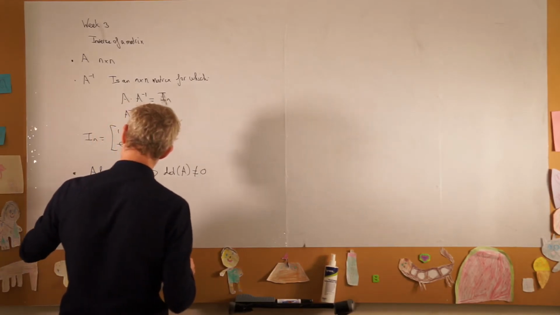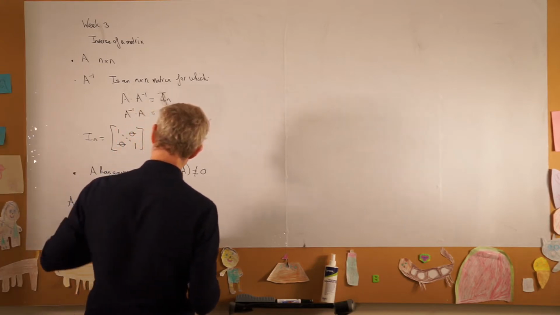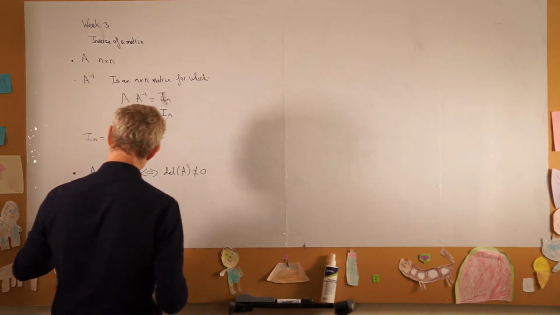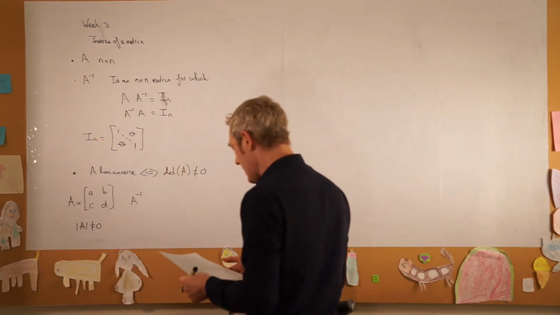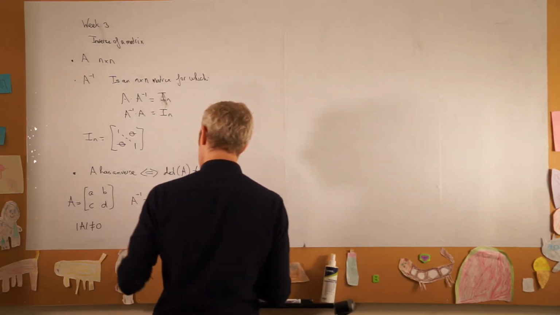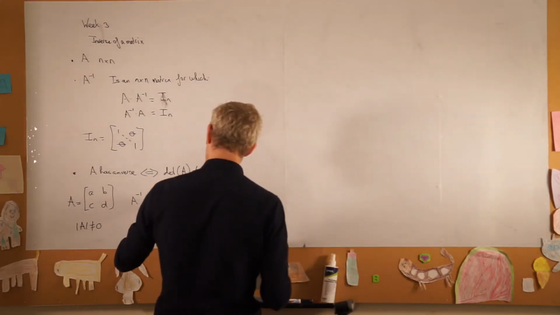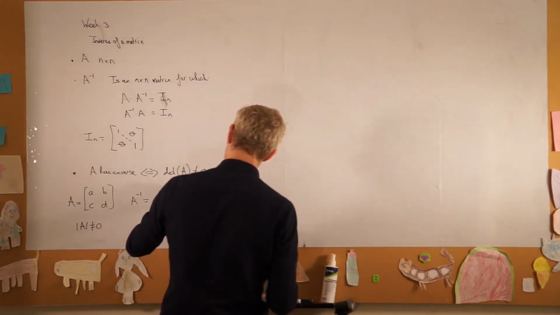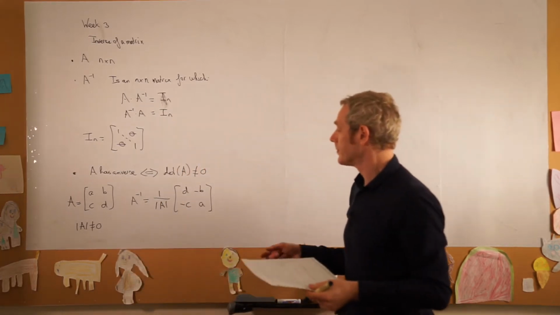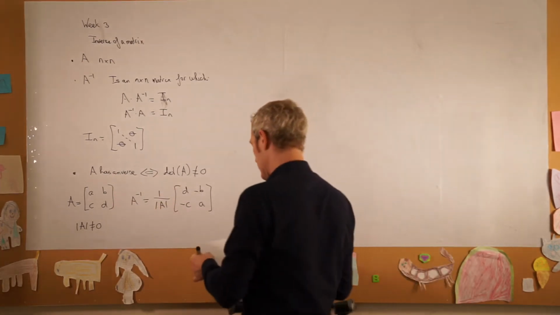So if we have a matrix A, B, C, D, the inverse of A, assuming, of course, that its determinant is not equal to 0, is given by 1 over the determinant of A, and remember the determinant of A is a number, times D, minus B, minus C, A. So for any 2 by 2 matrix, we're able to calculate the inverse.